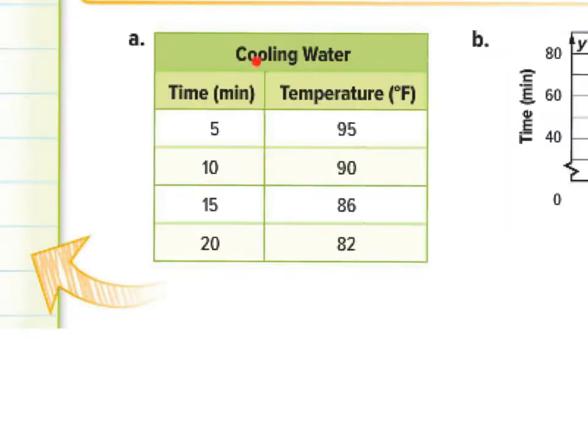For A, we're looking at cooling water. Time, 5 minutes in the fridge, or it could be outside, at 95 Fahrenheit. After 5 minutes, the temperature of the water is 95. After 10 minutes, it's 90. So 5 minutes were added, and it went down by 5 Fahrenheit. Another 5 minutes are added, but this time it only went down by 4. And then another 5 minutes are added, and this time it only went down by 4 again. So it went down by 5, but then by 4 and by 4. This is not constant. The time is constant, but the change in temperature is not.